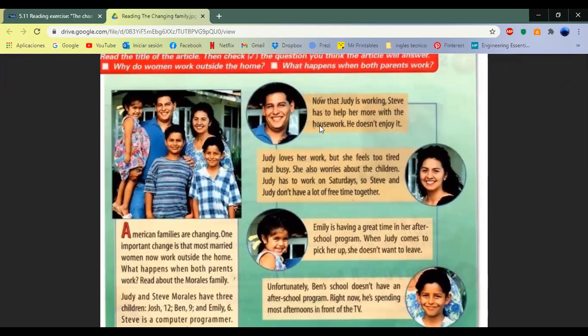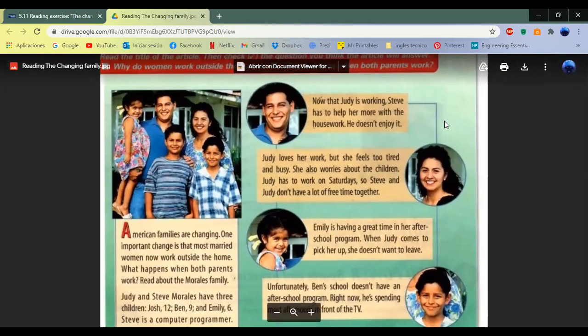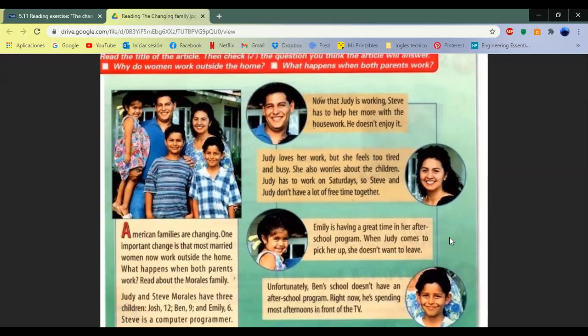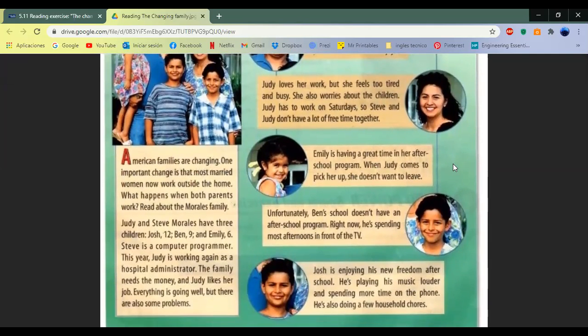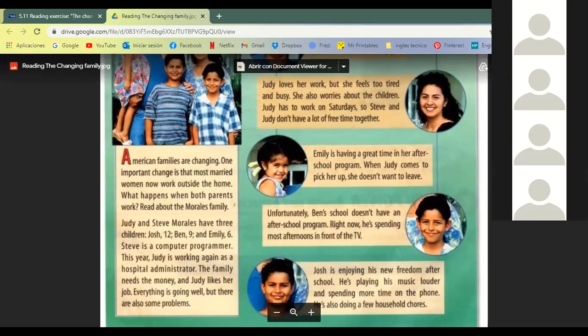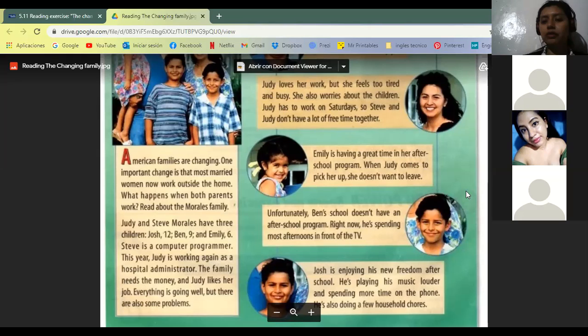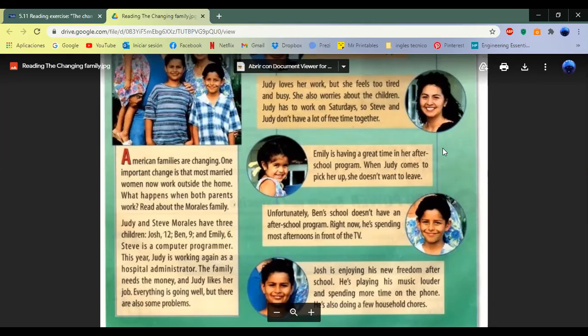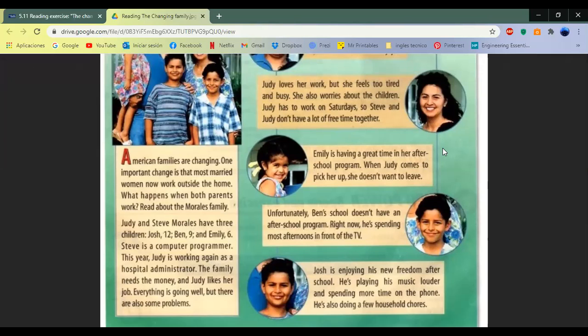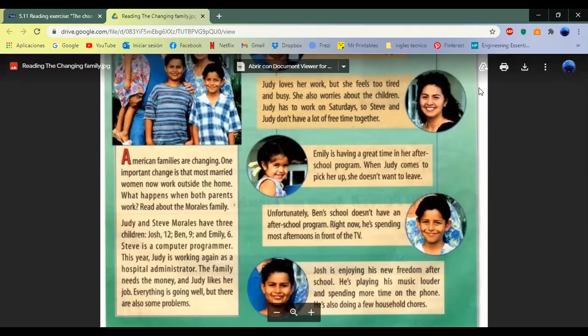Now that Judy is working, Steve has to help her with the household. She doesn't enjoy it. Okay, excellent. Tamara? Judy loves her work, but she feels tired and busy. She also works for the children. Judy has to work on Saturday, so Steve and Judy don't have a lot of free time together. Thank you. Continue, Brian.